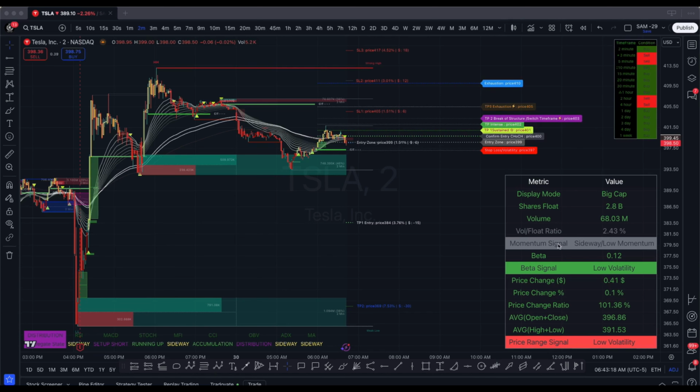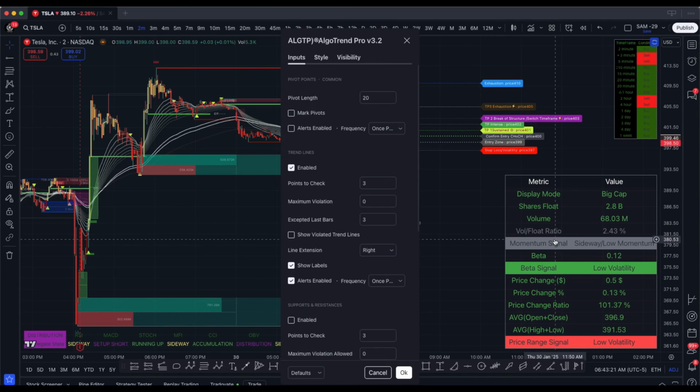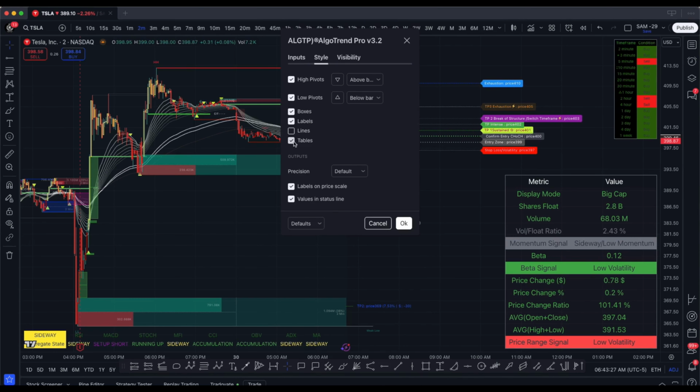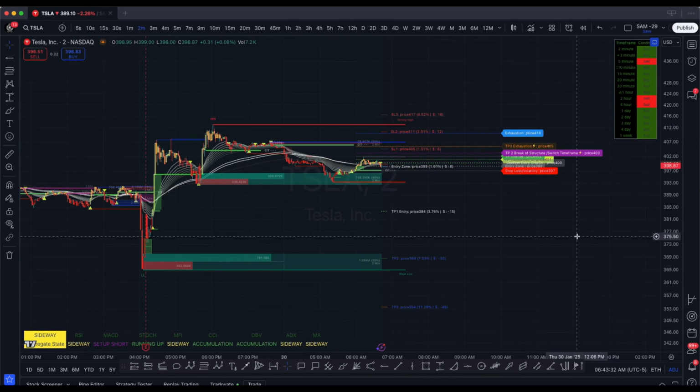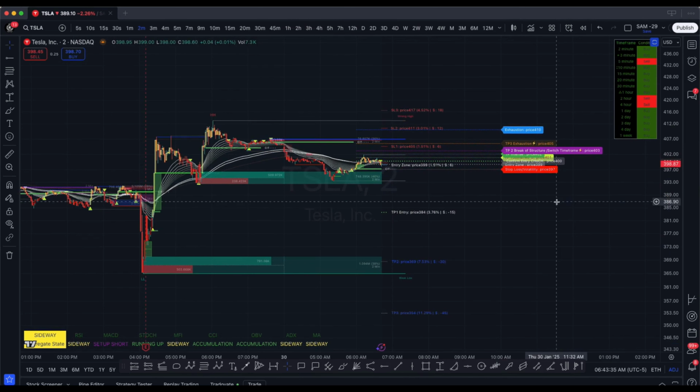This FA part is for me to use when trading stuff. When trading futures, I don't need to use these. I can turn them off. I go into the style section, I turn up this table part. Okay, now I'm trading like this. I'm done with this part.